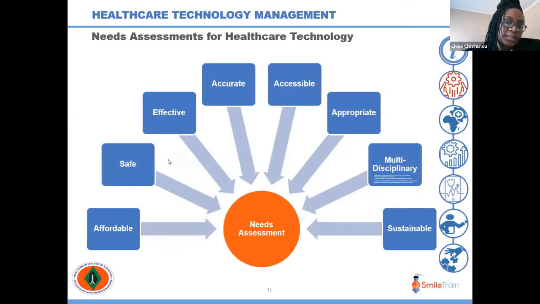So essentially, this is what our needs assessment looks like, and all the inputs to our technology needs assessment. It needs to be affordable, of course, safe, effective, accurate in terms of doing what it intended to do, accessible, appropriate, as I mentioned earlier, sustainable. But what I would like to discuss a bit further is it needs to be multidisciplinary.